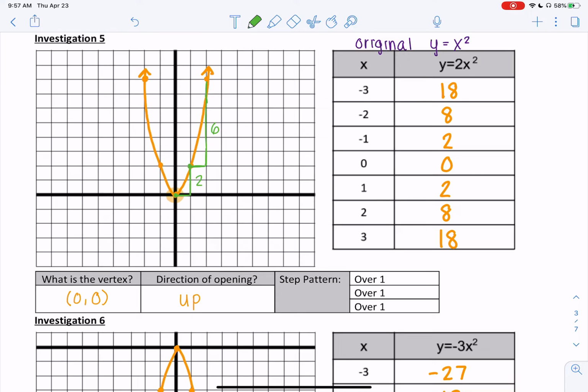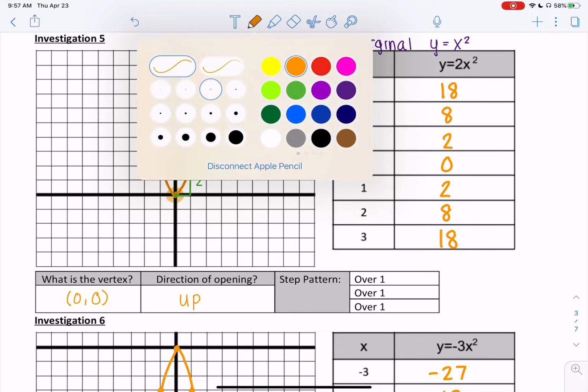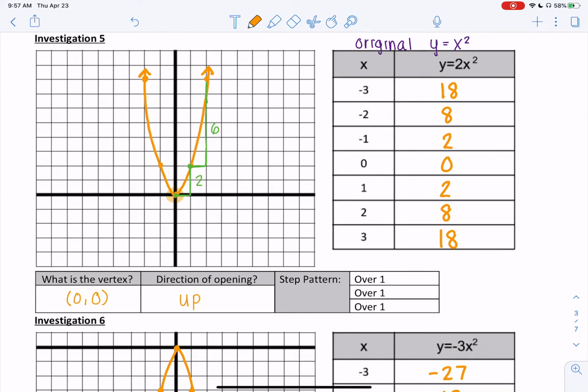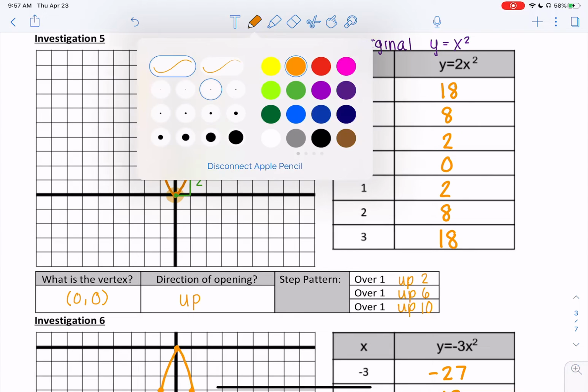And if we were to hypothetically do it one more time, we would end up moving 10. So our step pattern is over 1, up 2 this time. Then we went up 6. And then if we had a bigger graph, we would have gone up 10. Now, where did we get 2, 6, and 10?